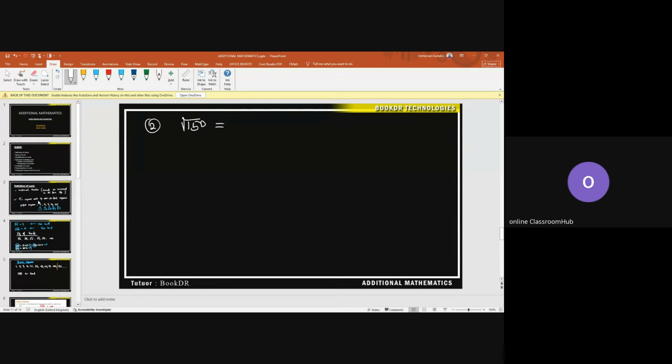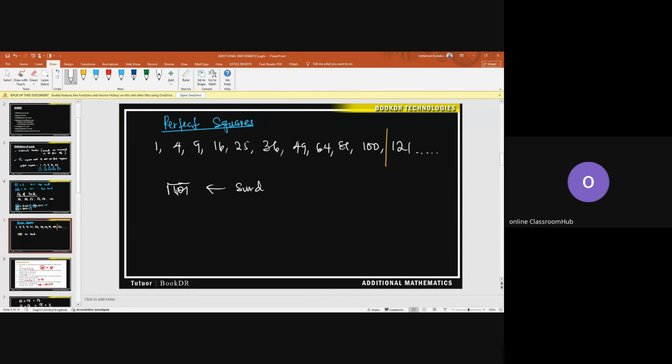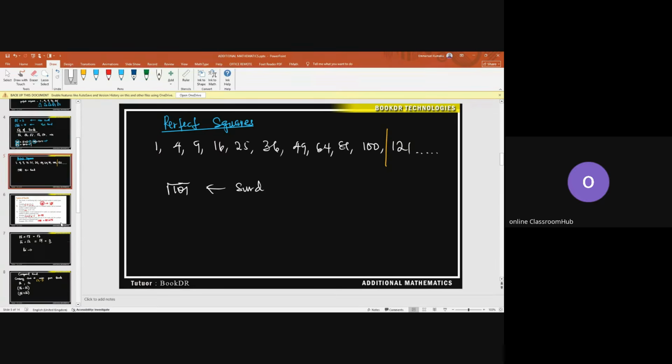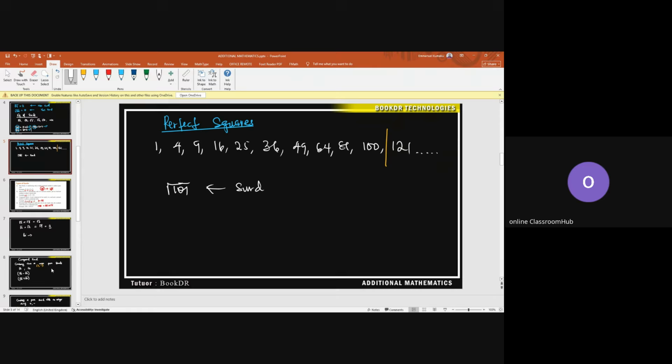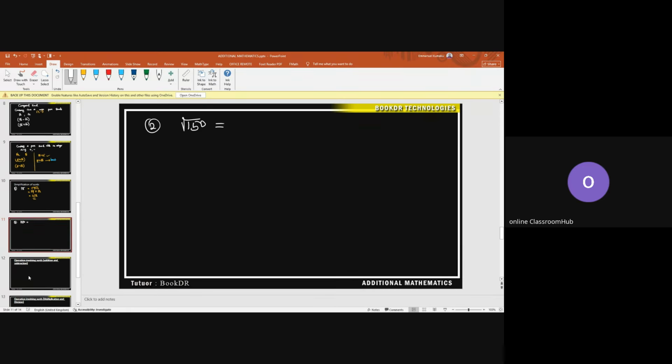Let's revise the perfect squares again. They are 1, 4, 9, 16, 25, 36, 49, 64, 81, up to 100, etc. So there is no 10. 10 is not a perfect square, but 25 is a perfect square. So we can express the square root of 150 as the square root of 25 multiplying 6.